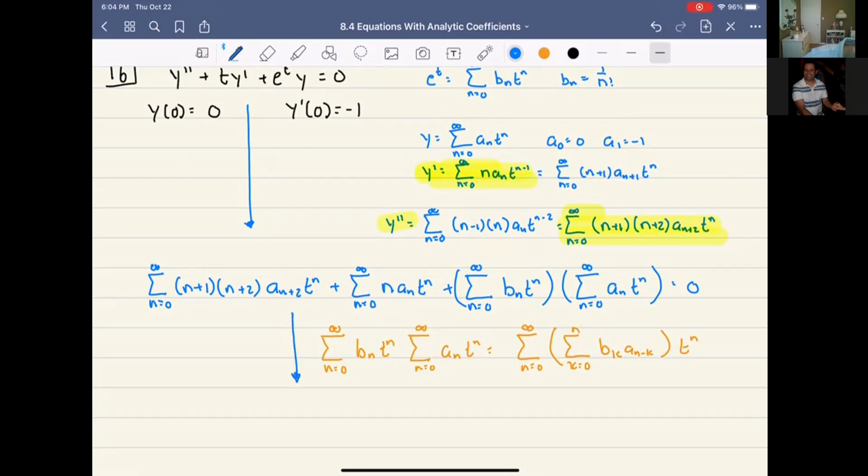Putting that in, I get the sum n goes from 0 to infinity, n plus 1, n plus 2, a sub n plus 2, t to the n, plus the sum n goes from 0 to infinity, n a sub n, t to the n, plus the sum n goes from 0 to infinity. And now I'm going to just remember that b sub k is 1 over k factorial.